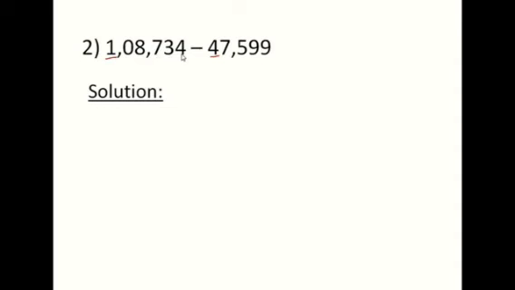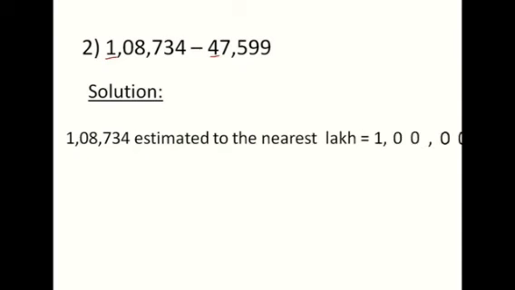be replaced by 0. And for 47,599, as in 10,000 place it is 4, go to the previous place and it is 7. 7 is more than 5. So 1 will be added up with 4. So 4 will become 5. And this 7, 5, 9 and 9 will be replaced with 0 in all these 4 places. So start writing. 1,08,734 estimated to the nearest lakh as 1 lakh. 1 as it is, rest of the places has been replaced with 0.